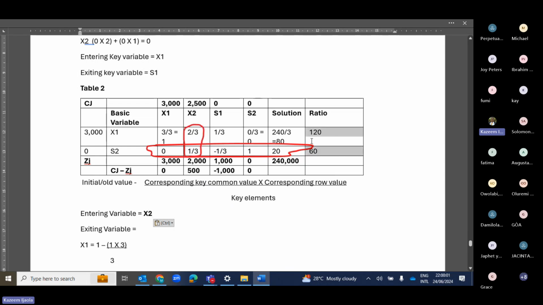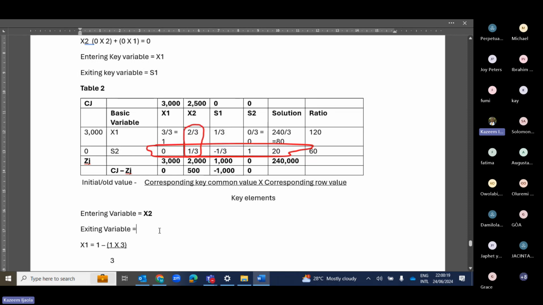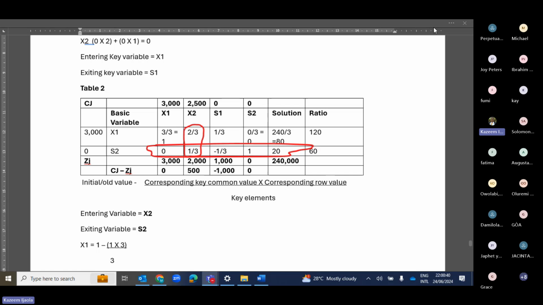Now, which one is exiting here? The one that is exiting is the one that gives us the lower contribution here. If you check 120 and 60, which one gives us the lower contribution? It is S2. So this S2 is the exiting variable. Okay, so you are removing S2 and you are bringing in X2. Sorry, is that analysis clear now, please? Yes, boss. I want the person that said X1 to clarify that it is clear. Noted, Abi. Thank you so much. So now that we have clarified that, let's move on to the final table now, which is table 3.